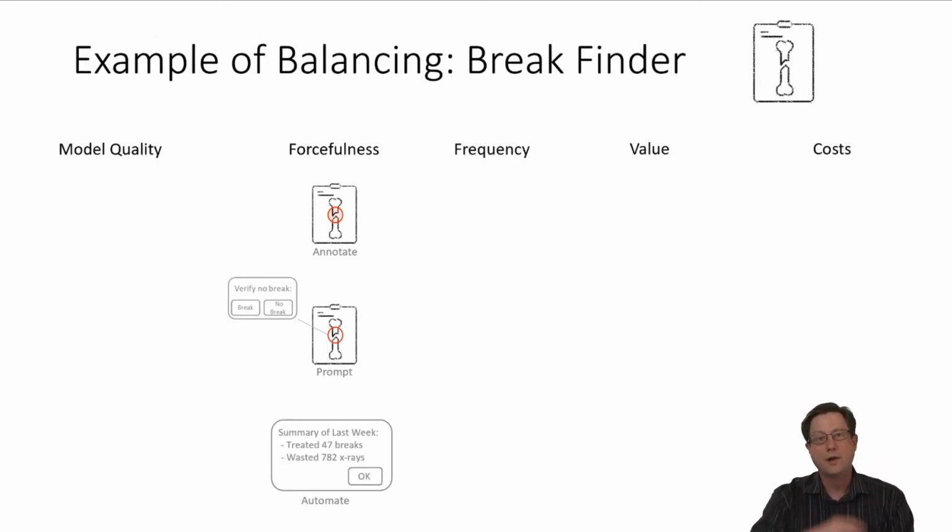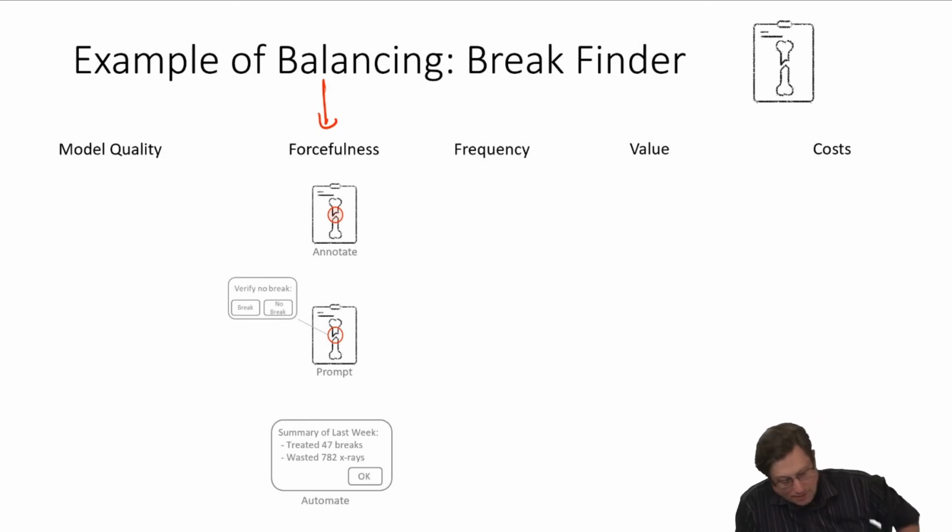All right, well, let's just go through a quick example: forcefulness, frequency, value, cost of mistakes, and model quality, and just look at one scenario of how they might interact. And this is a break finder. Maybe it's an assistant for a doctor. And here are the various experiences.